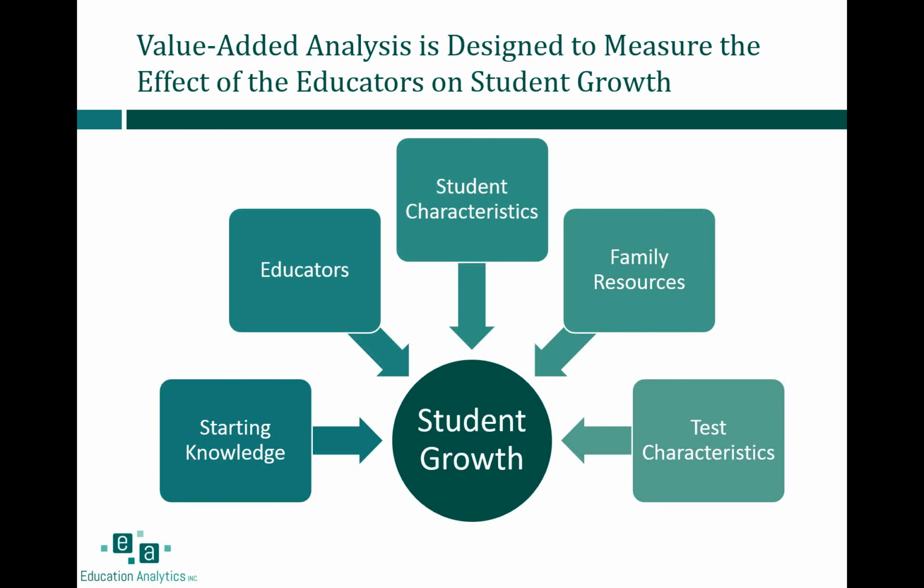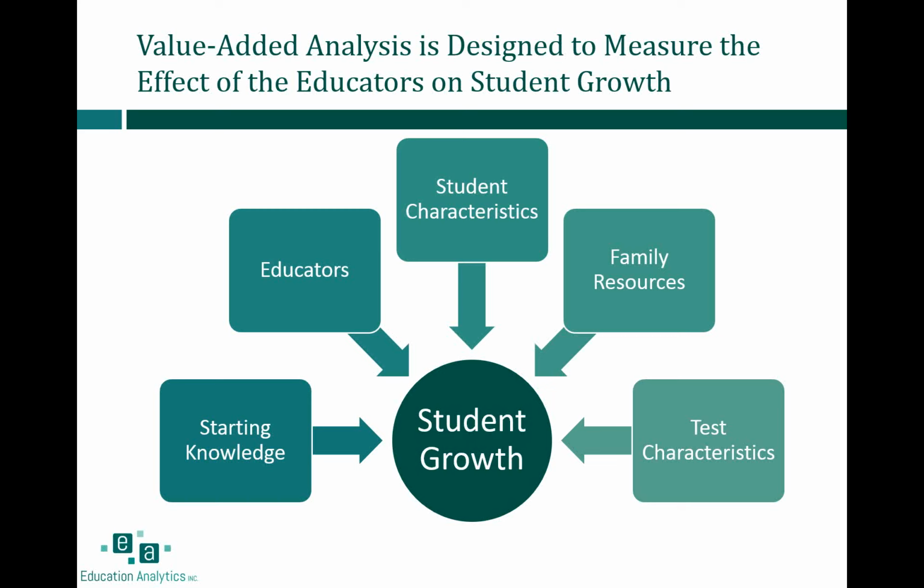So to start off, talking about what value-added analysis is designed to do. It is designed to measure the effect of educators on student growth. There are a number of factors that can affect student growth, including starting knowledge. In particular, are there students that are higher or lower in the test scale to start? Do they tend to grow at higher or lower rates? Also, indeed, the effect of educators themselves on growth. Are there different strategies, different things that teachers and schools are doing? How can we figure out what that impact is on student growth?